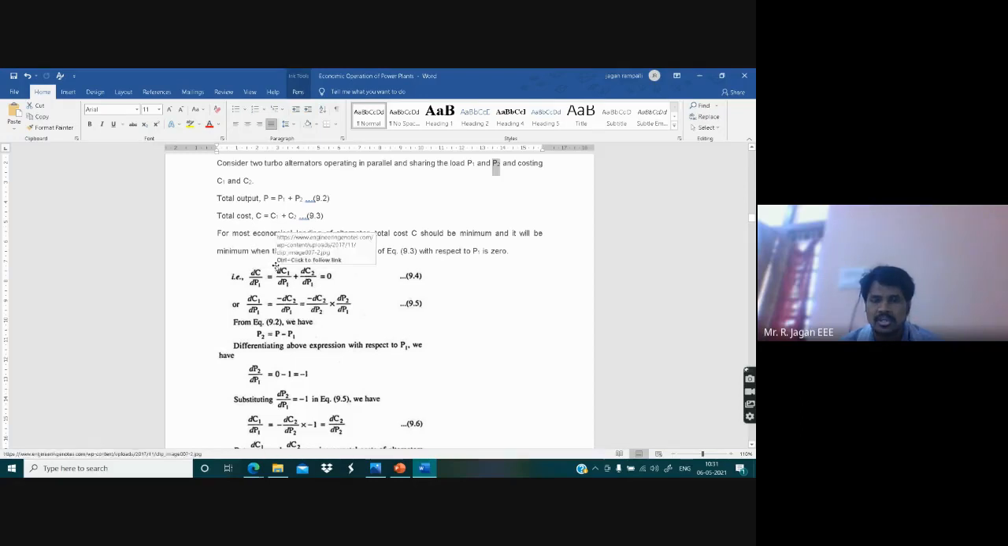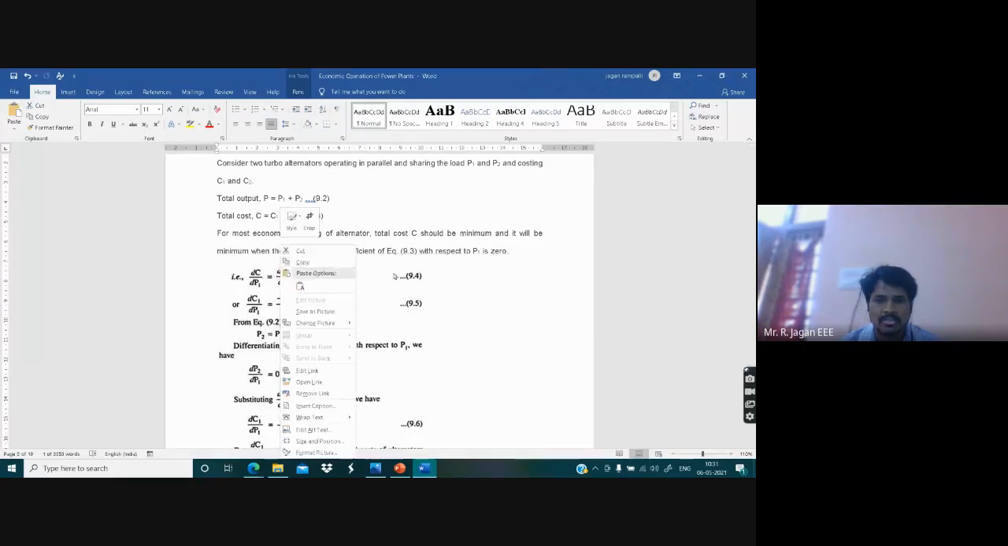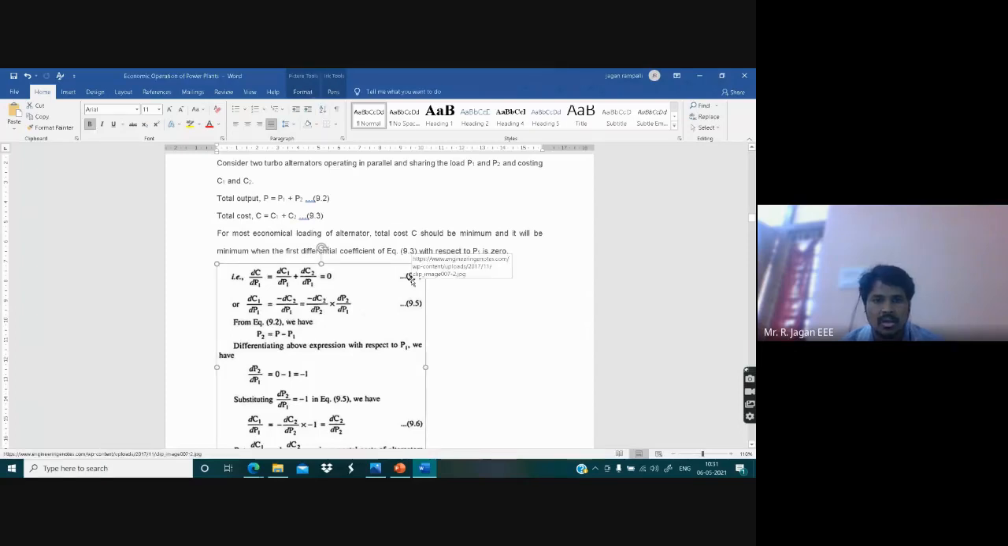Let us say here C is equal to C1 plus C2. I am doing differentiation of this with respect to P1. So dou C by dou P1 is equal to dou C1 by dou P1 plus dou C2 by dou P2.